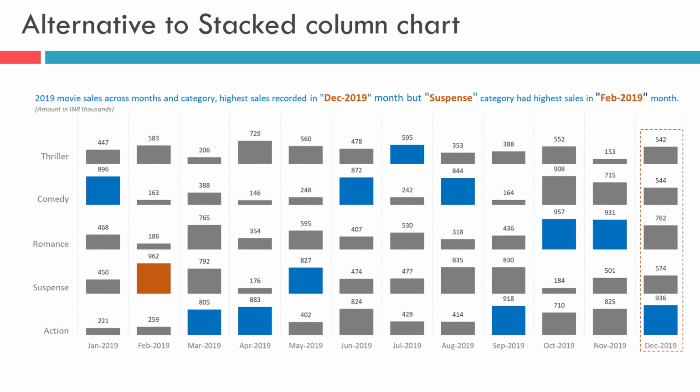Now a few more observations we can notice is for suspense category. That is, there has been significant drop in sales for April 2019 and October 2019. And this has led this category sales to be the second highest.